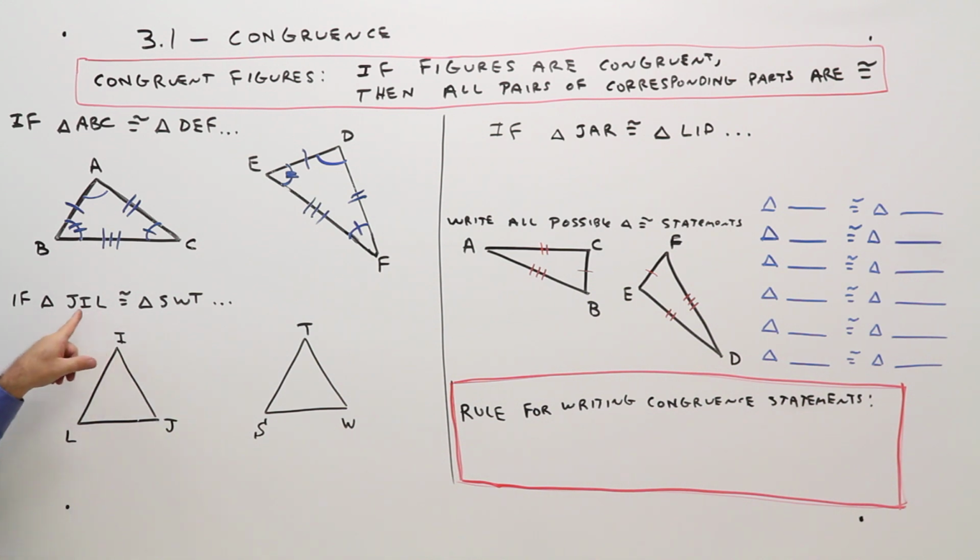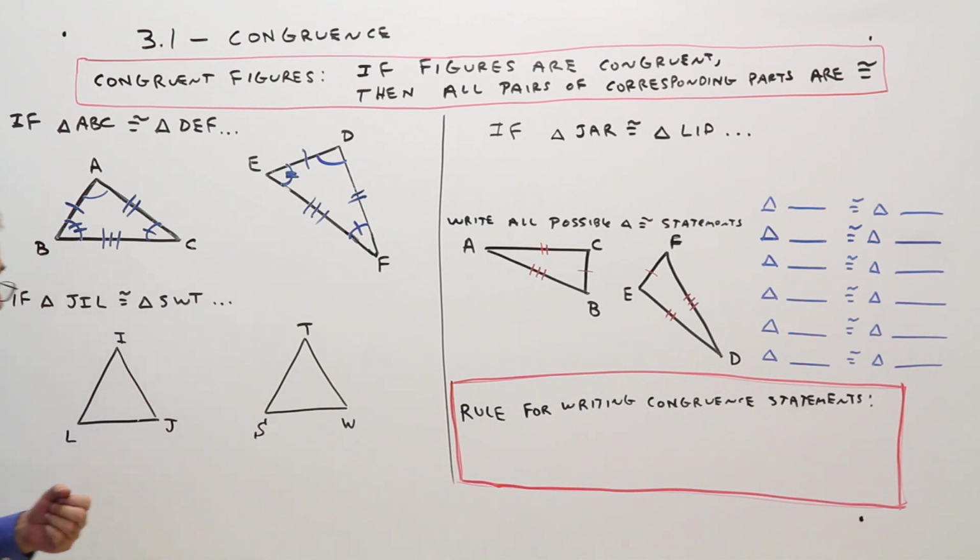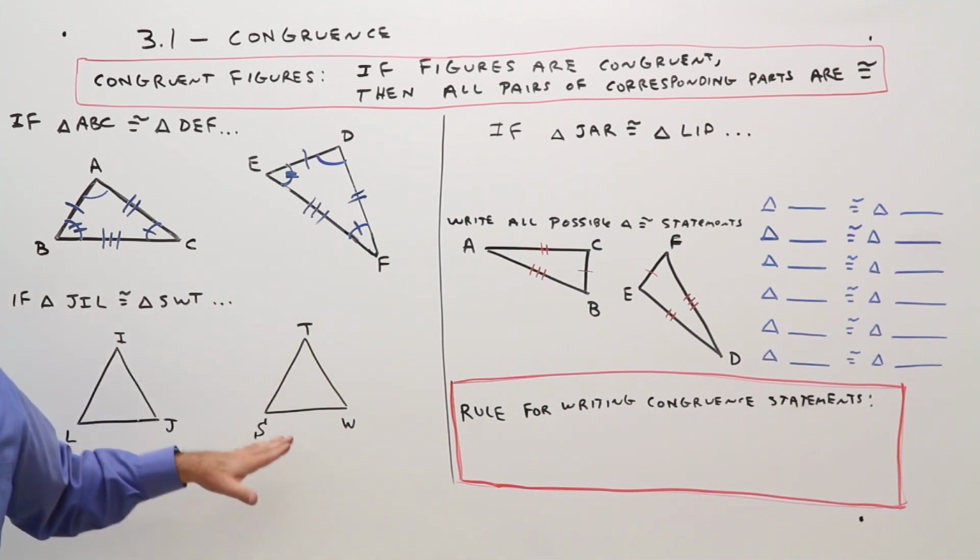Okay, now let's take a look at this problem. Triangle JIL is congruent to triangle SWT. I think that might be Jill Sweetwood, the math department chair. All right, so now it's not so obvious.